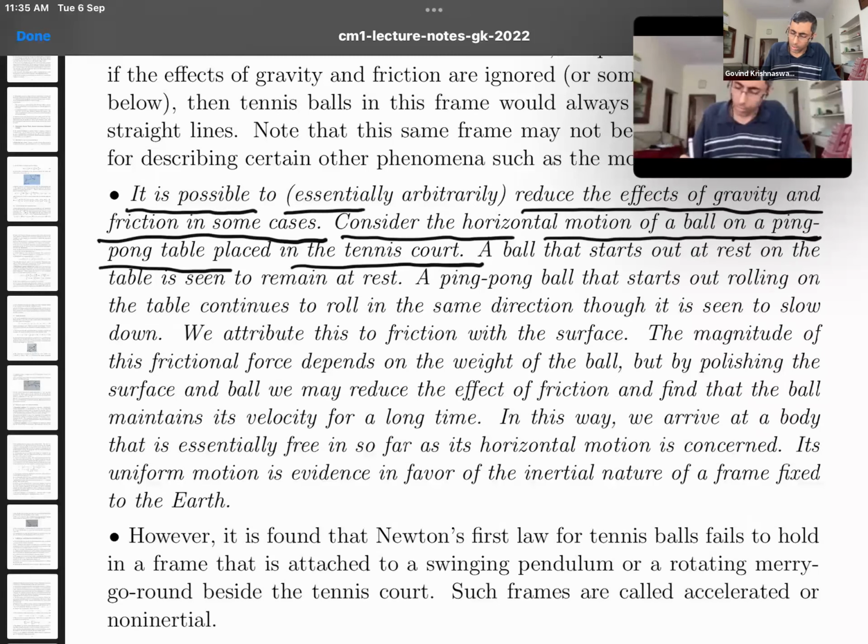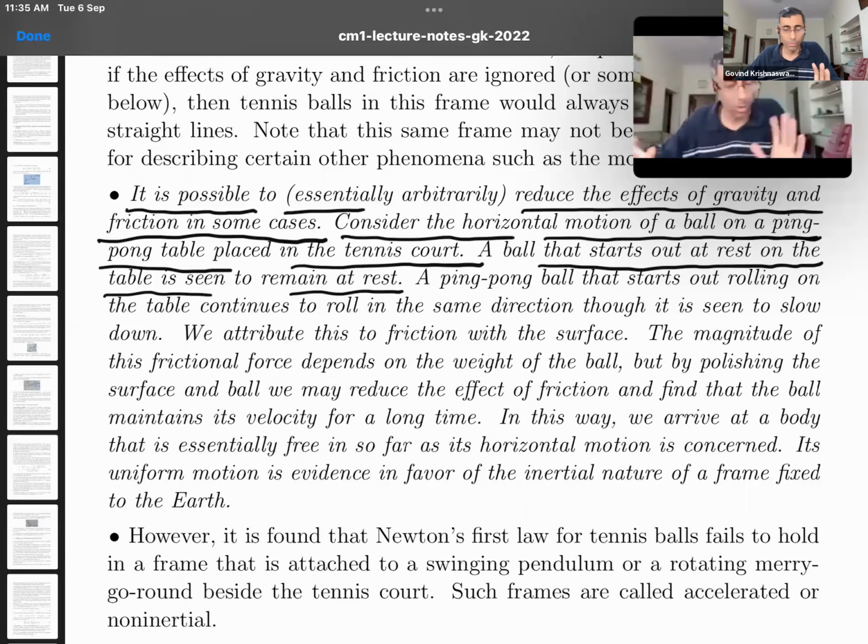Well, first, a ball that starts out at rest is by and large seen to remain at rest. There may be some wind which may cause it to move. Of course, you will shut the windows or put it in some box and so on, so you need to eliminate those effects. Or if the table is not really horizontal, it's a bit inclined, it may start rolling, but you have to try to eliminate these effects to the extent possible. But by and large, the observation is that a ball that starts out at rest remains at rest. So that is one of the parts in Newton's first law.